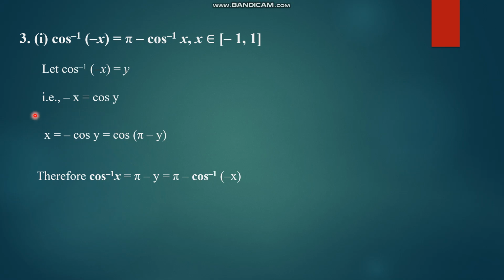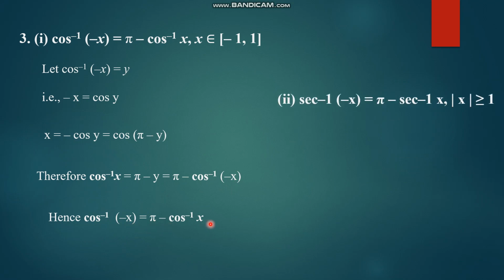We will take this cos to the left side. So cos inverse x will be pi minus y. What is y? y is cos inverse of minus x. Hence, if I take this to the left side and cos inverse x to the right side, we will get cos inverse of minus x equal to pi minus cos inverse x. Similarly, we can prove a result on secant inverse of minus x and cot inverse of minus x. Once you get the first result, we can similarly do the second and third results.